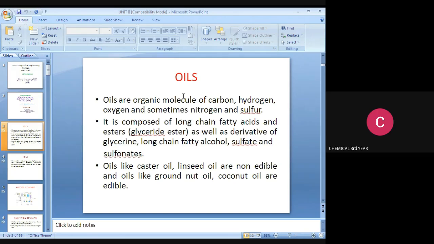First of all, we should know what is oil. Oils are organic molecules of carbon, hydrogen, oxygen, and sometimes nitrogen and sulfur. They are composed of long-chain fatty acids and esters, for example glyceride esters, as well as derivatives of glycerin, long-chain fatty alcohols, sulfates, and sulfonates. Oils like castor oil and linseed oil are non-edible, and oils like groundnut oil and coconut oil are edible oils.